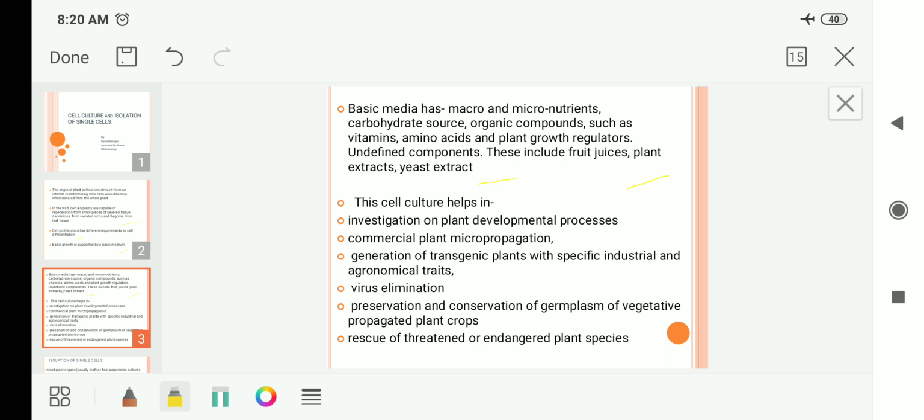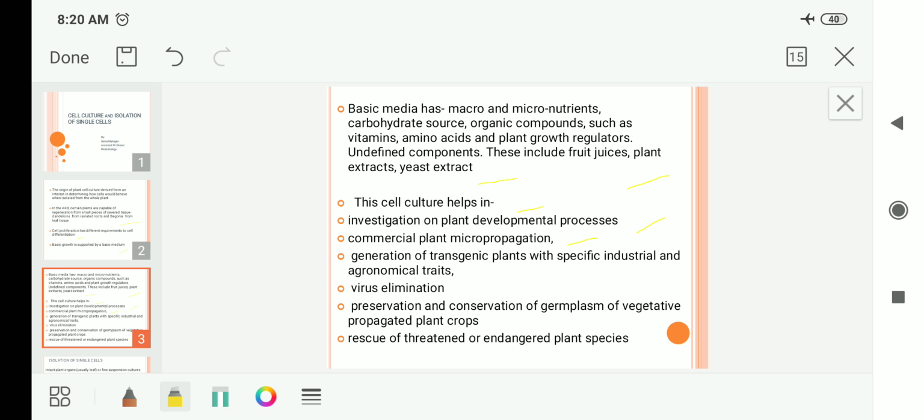The main benefit of doing cell culture is that, as you are using a single cell, you will be able to investigate how the whole plant develops from a single cell. You could get to know about it. Also, you can do plant propagation with this cell culture system.